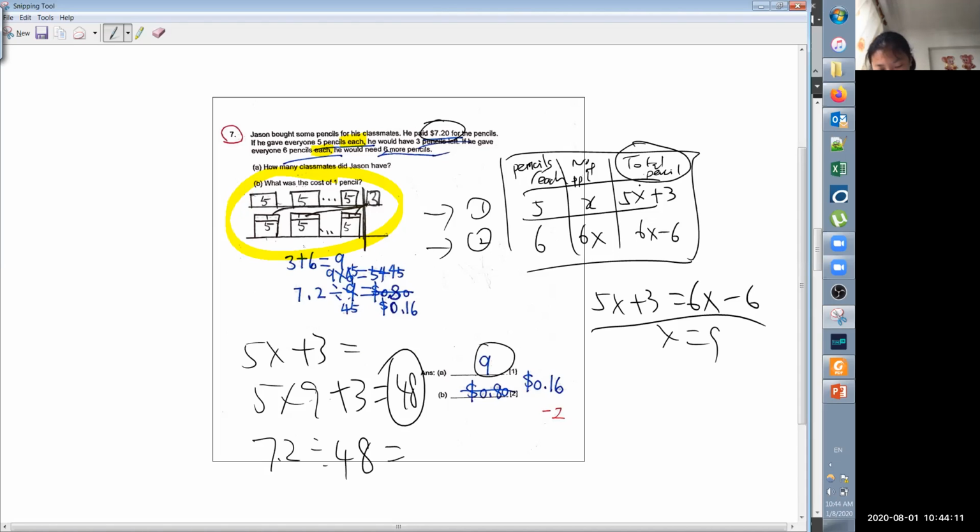Can you see total pencil? You want to find out how many pencils Jason has, right? So once you get the total number of pencils, then you can find each.